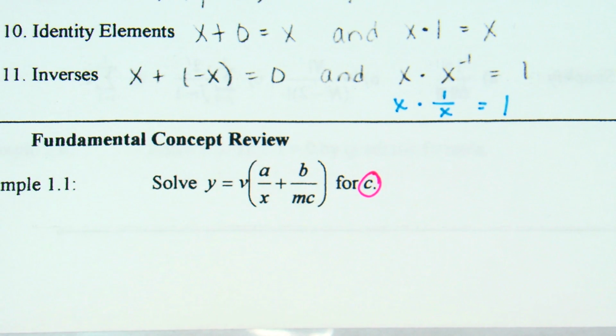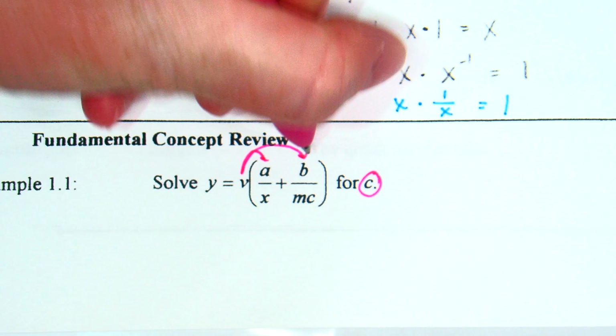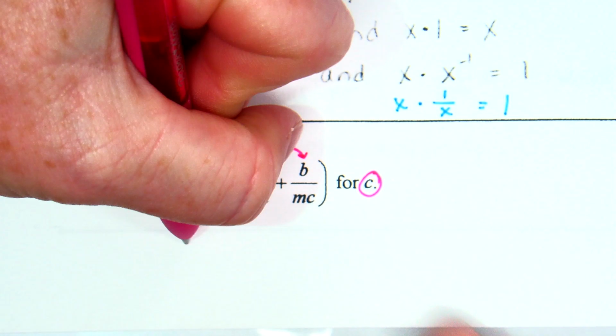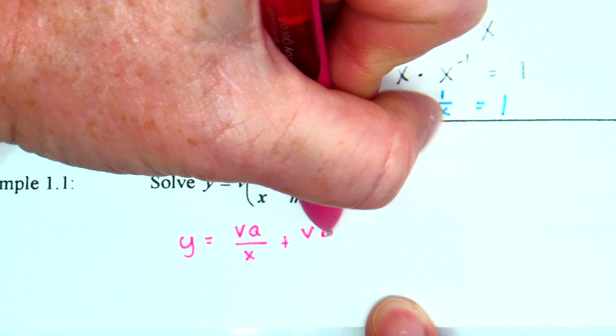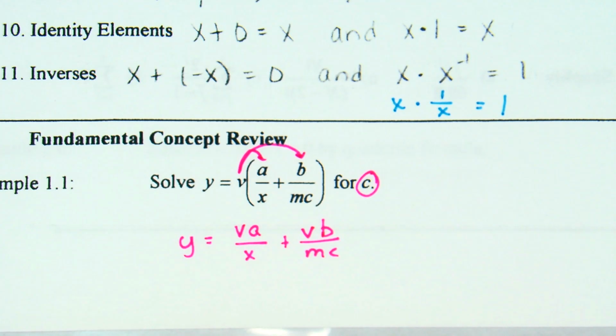So, if we distribute the v, then I'm going to have y equals, when I say v times a over x, I'm going to write it as va over x. Is that okay? Plus vb over mc. Normally I would have said av and bv, but I didn't. A couple different directions we could go here.